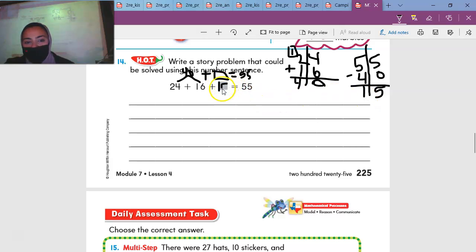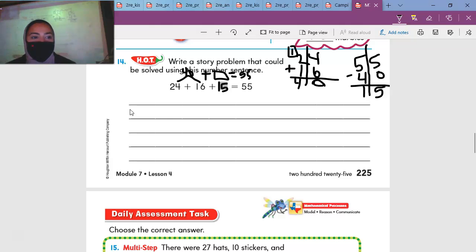15. Now you're just going to write your own word problem explaining that you have 3 things, that you have 24 of that thing, 16 of that thing, and 15 of that thing. And then you're going to ask, how many of this thing do I have altogether? So the thing could be anything. It could be a pencil. It could be a marble. It could be a ball. It could be a book. It could be anything you want it to be.